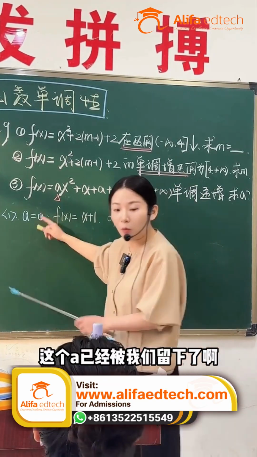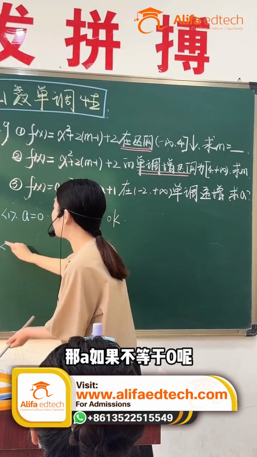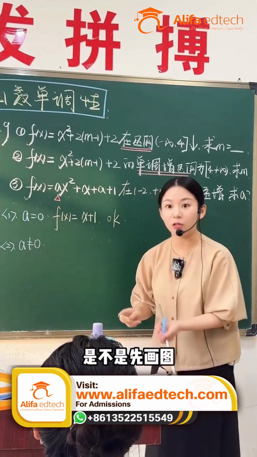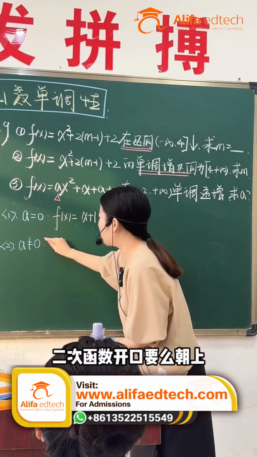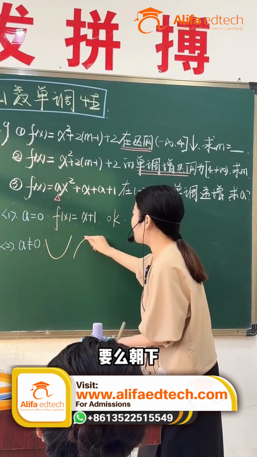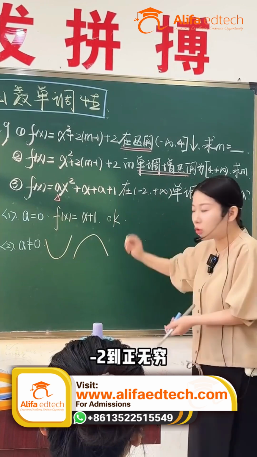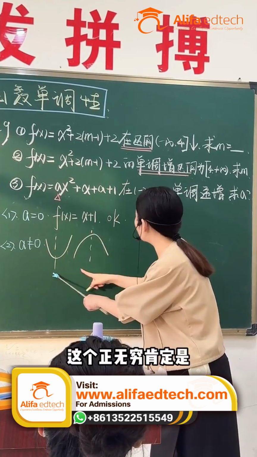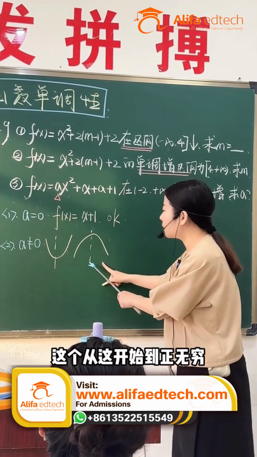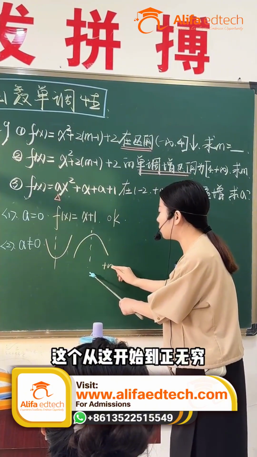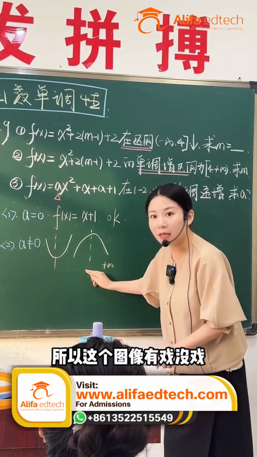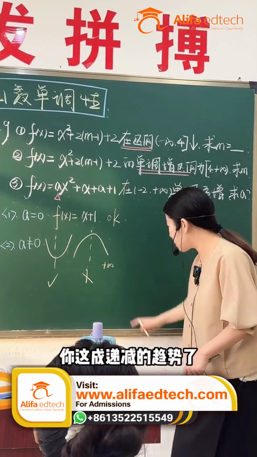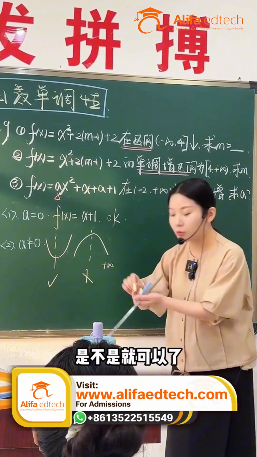All right, second case. What if a is not equal to 0? To study its monotonicity, we should draw the graph first. For a quadratic function, the opening is either upwards or downwards. Two possibilities. -2 to positive infinity. Look, here's your sketch. Positive infinity is here. This one is definitely increasing. This one from here to positive infinity is decreasing. So is this graph a possibility? No. The graph must look like this. This one shows a decreasing trend towards positive infinity. I just need to ensure this one works.